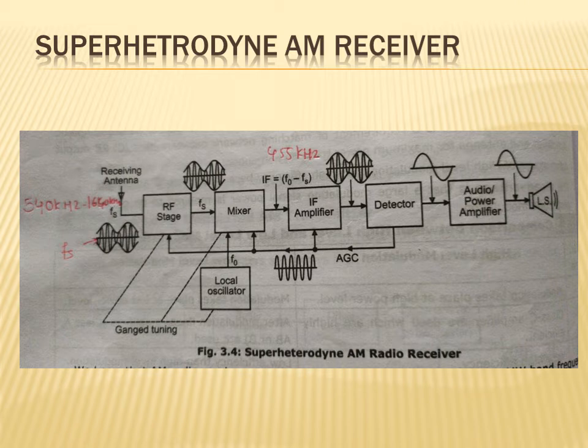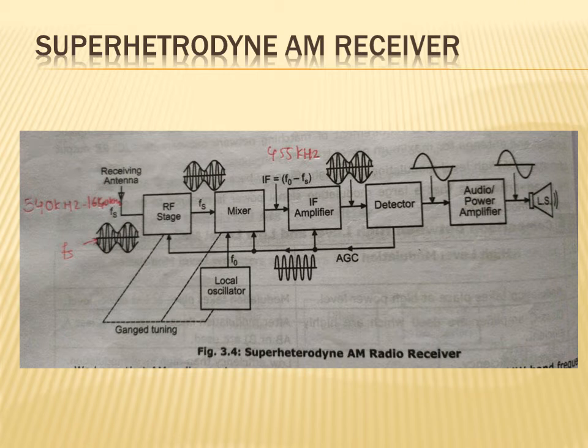So what is the function of loudspeaker? It is used to convert electrical signal into audio signal or original signal. Okay. So we are using the ganged tuning in this. Why are we using the ganged tuning? Because to maintain a constant difference between RF stage, mixer and local oscillator, we are using ganged tuning.